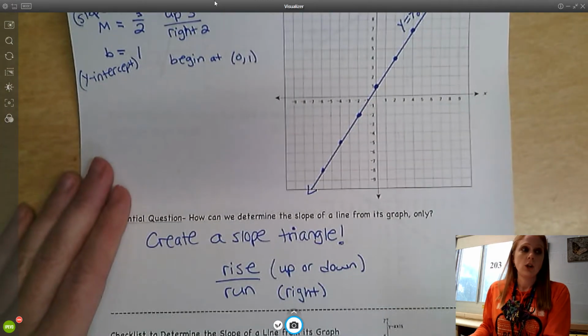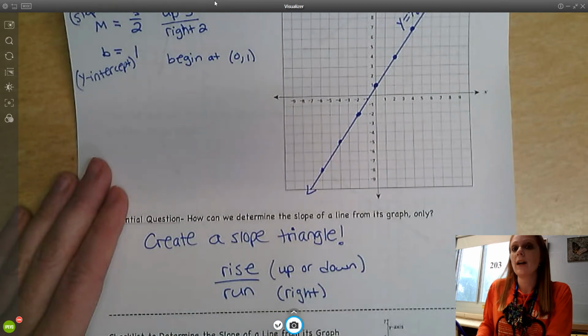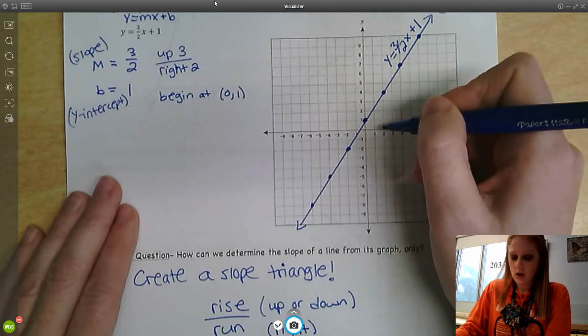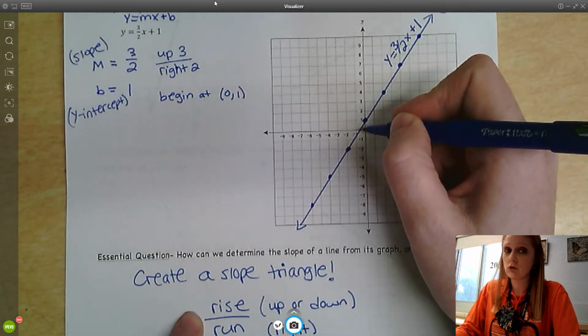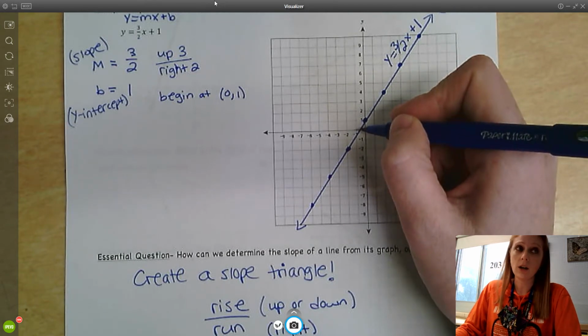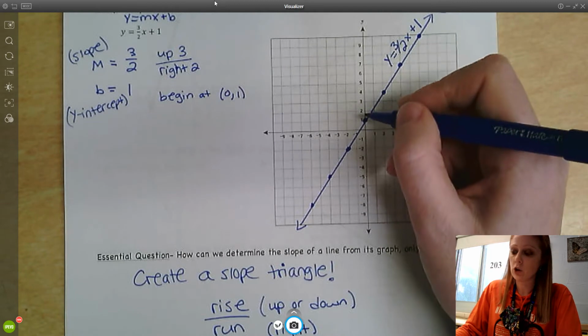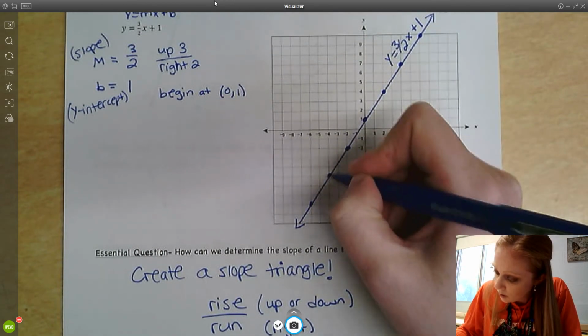Okay, so we've been doing up or down and then going to the right, but we've been starting with that fraction for slope. Now we're going to go the other way and start with the graph. So if you look at our graph and you go from one point to the other, you have to see how much do I need to rise and then how much do I have to run. In other words, how much do I have to go up and down and then how much do I have to go right.